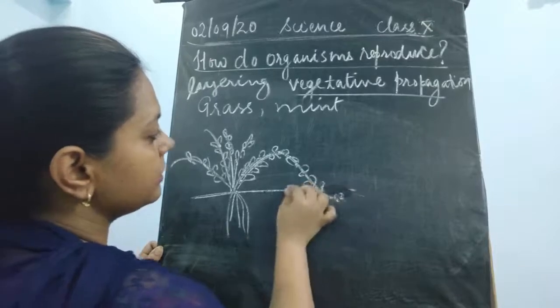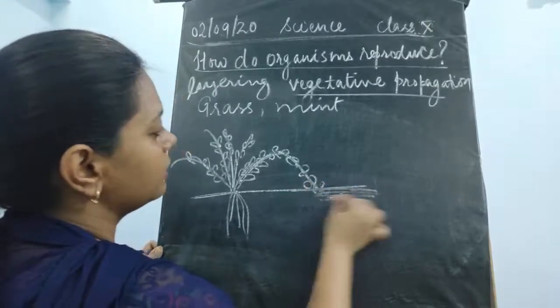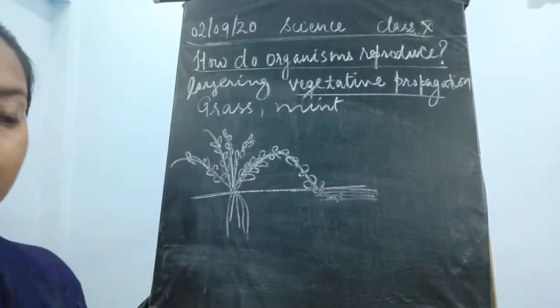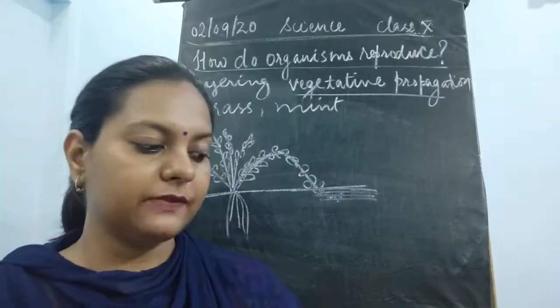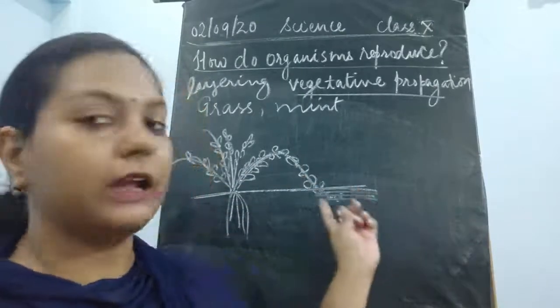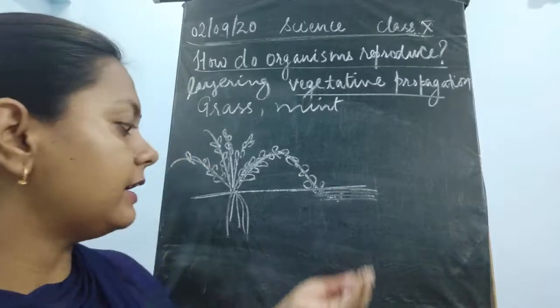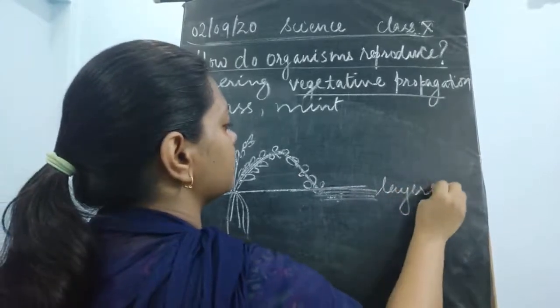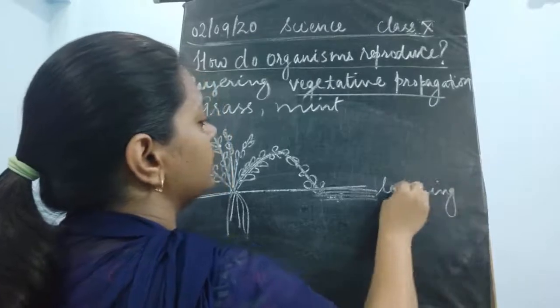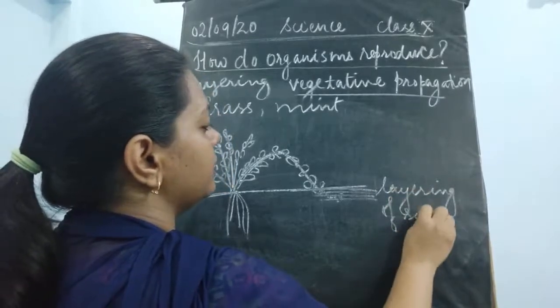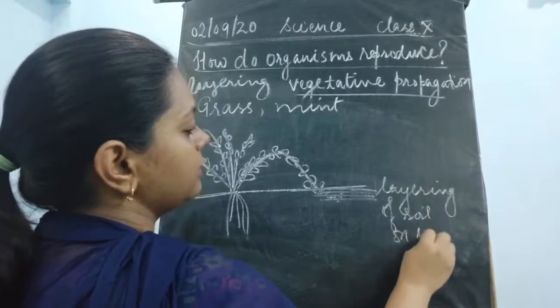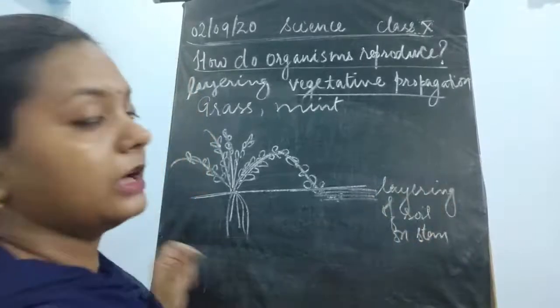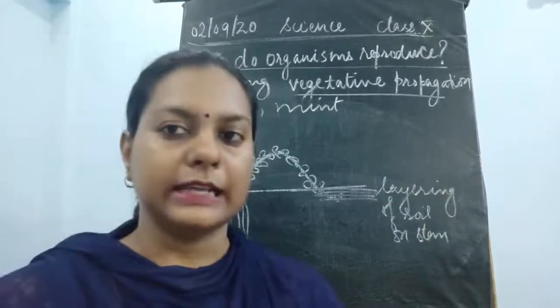Okay, and just cover it with the soil. Cover it with the soil. So we are layering the plant. We have just pulled one branch of the plant and then we are layering it under the soil. So this is known as the layering of soil on one of the branch or the stem of a very tender plant.